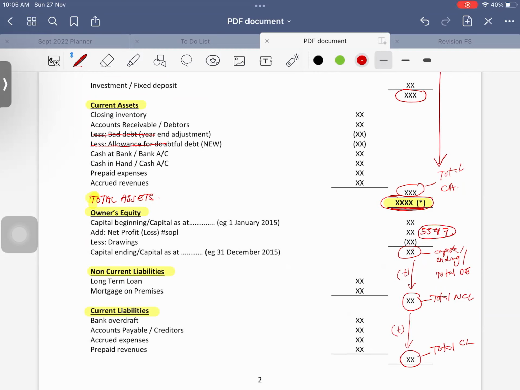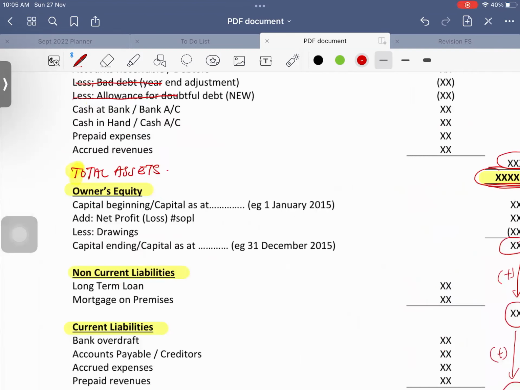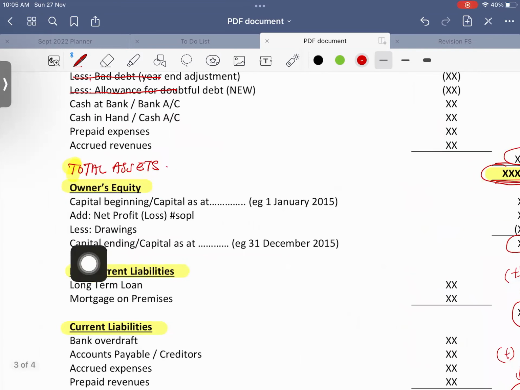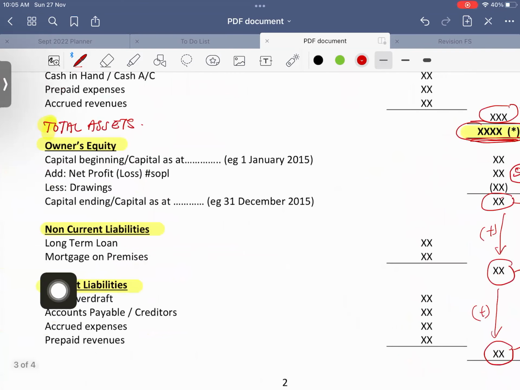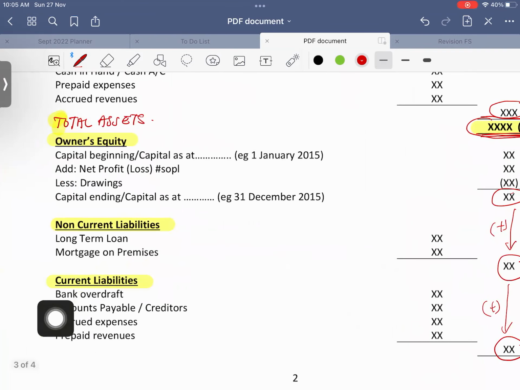Okay. If it's positive or if it's profit, then you add. If you got net loss, then you need to minus. Ingat ni yang cakap ni. Kalau profit, tambah. Kalau loss, tolak, with your capital value. And then move on with the tolak drawing. Then you will get your closing capital. Okay, and then you list down your current liabilities.